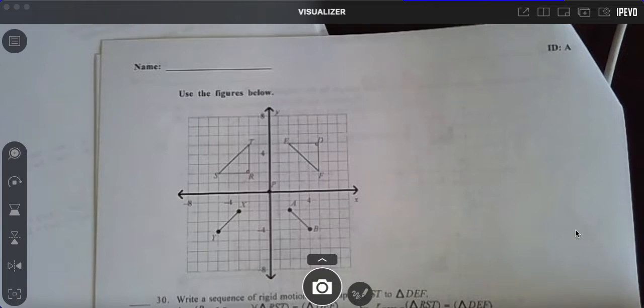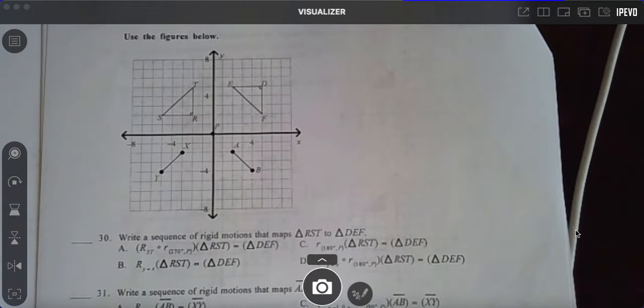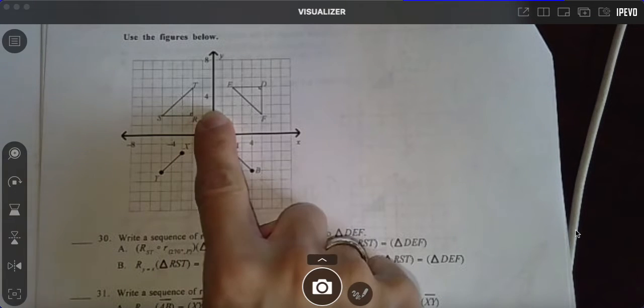Number 30. I haven't really looked at these yet. Okay, write a sequence of rigid motions that maps triangle RST, oh, these are kind of difficult, to DEF. So what's happened to RST to DEF? First of all, yeah, it has been rotated and reflected. I think it was reflected.